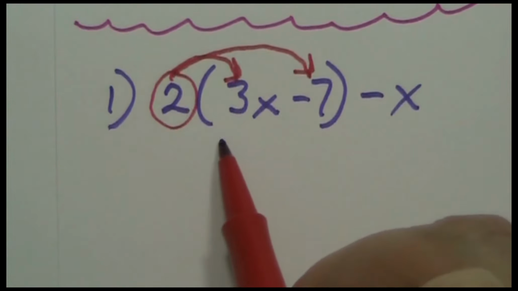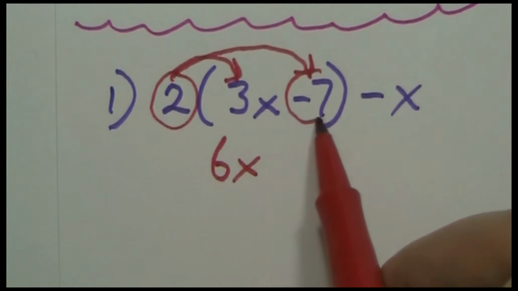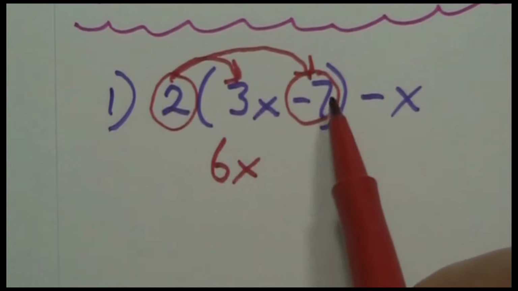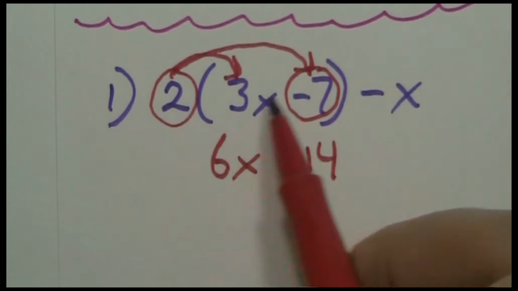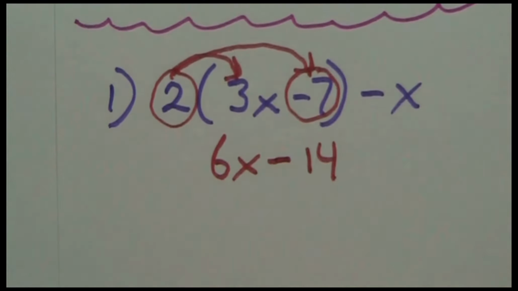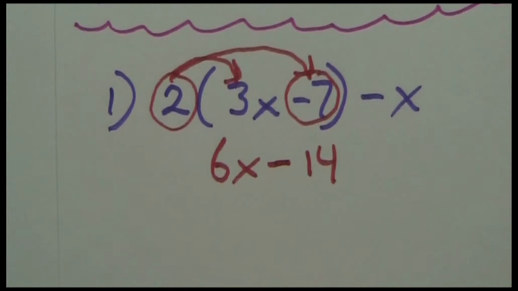2 times 3 is 6, so that's 6x. And 2 times negative 7. 2 times 7 is 14. And there's 1 negative. I'm multiplying 1 negative, therefore it's negative 14. And then I'll bring this down right here. This is minus x.